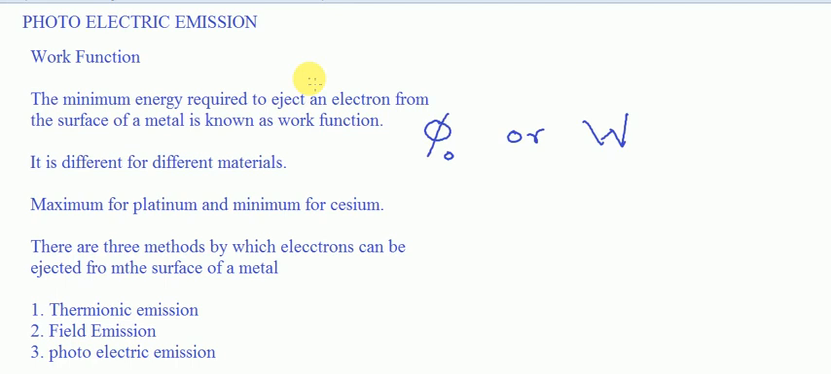In field emission, a high electric field is applied for ejecting the electron from the surface of the metal. And in photoelectric emission, light of sufficient frequency is allowed to fall on the surface of the metal to eject the electrons from it. So these are the three methods for providing energy to the metal. Once again, work function is the minimum amount of energy required to eject an electron from the surface of the metal. This minimum energy we can provide either by means of thermionic emission or field emission or photoelectric emission.